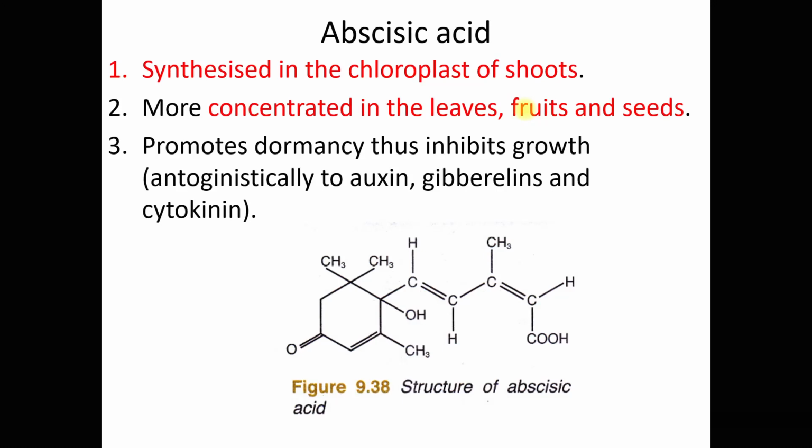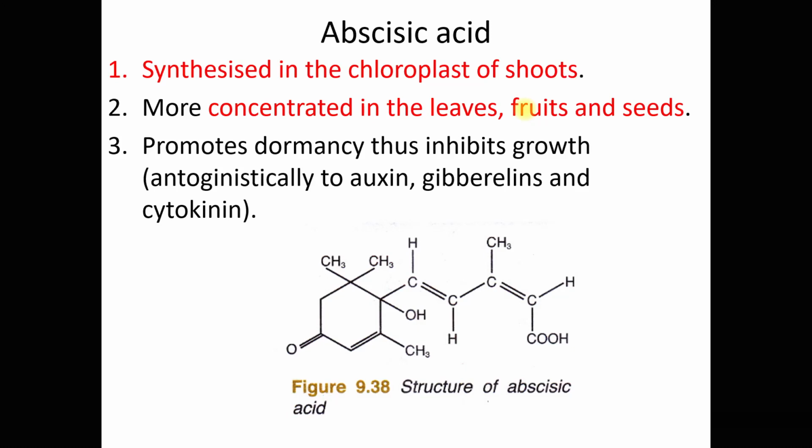Okay, next is abscisic acid. Please mind the spelling. Abscisic acid, synthesized in the chloroplasts of shoots, more concentrated in the leaves, fruits, and seeds, right? And promotes dormancy. So abscisic acid will inhibit growth in plants. So this abscisic acid apparently has an antagonistic effect compared to auxin, gibberellins, and cytokinin.